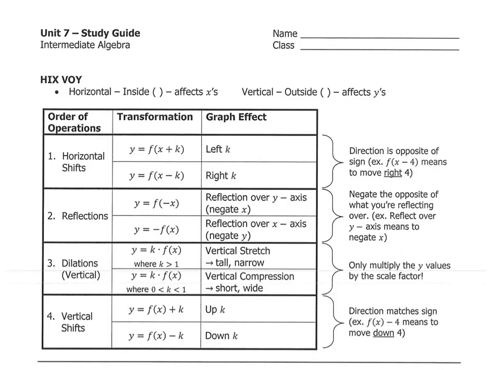This video will cover the Unit 7 topics in intermediate algebra on transformations of functions. We're going to be referring to this Hicks-Voy thing a lot throughout this unit, and that's going to help us in remembering what type of transformation is occurring and how it's affecting the graph or the x and y values. Hicks-Voy stands for horizontal, meaning left and right, inside the parentheses, and it affects the x's. Vertical goes up and down, and it's found outside the parentheses, and it affects the y's.